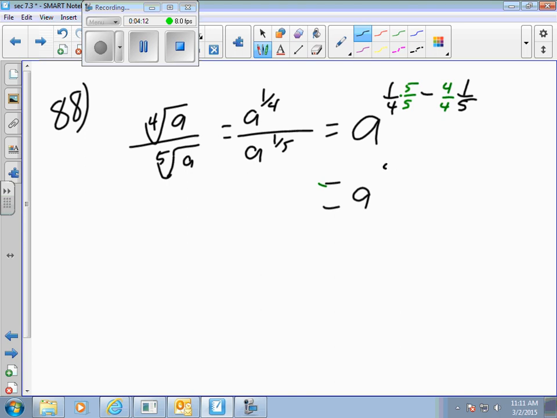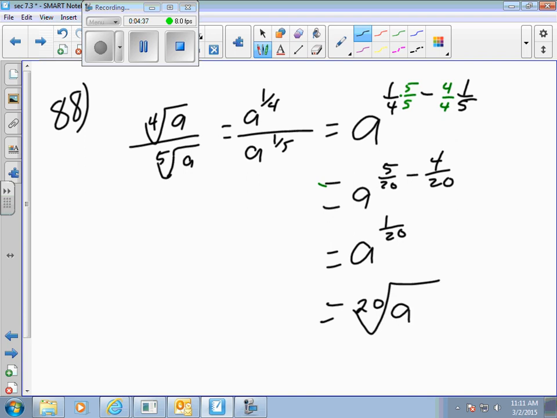When I subtract, I need to have a common denominator, so I'm going to multiply top and bottom of this first one by 5. Top and bottom of this second one, I'm multiplying by 4, so I'm going to have a to the 5/20, multiply top times top, bottom times bottom, minus 4/20. And when I subtract, I get 5 minus 4 is 1/20. Now, because the instructions say to write it in radical form, I'm going to rewrite it as the 20th root of a to the first.